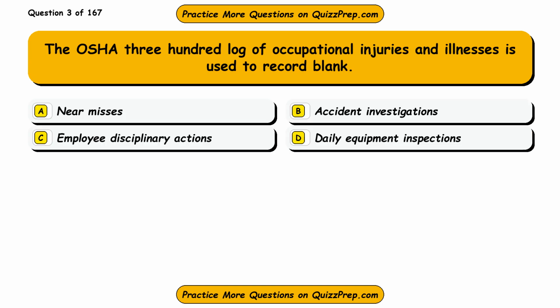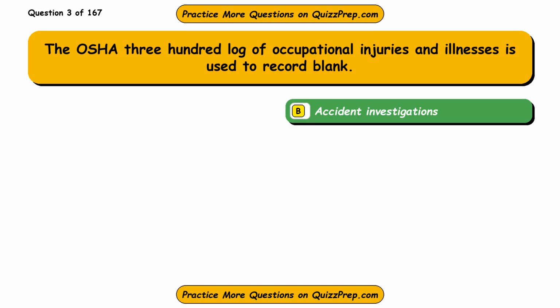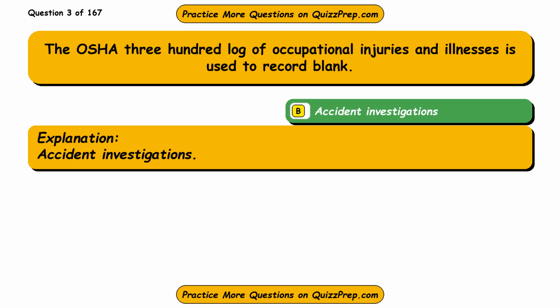Question 3. The OSHA 300 log of occupational injuries and illnesses is used to record blank. Option A. Near misses. Option B. Accident investigations. Option C. Employee disciplinary actions. Option D. Daily equipment inspections. The correct answer is option B. Accident investigations.